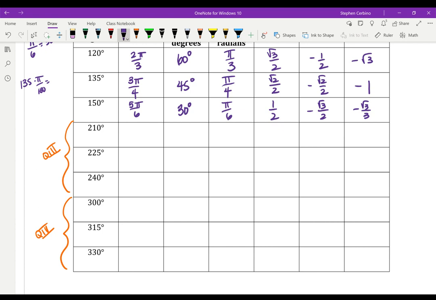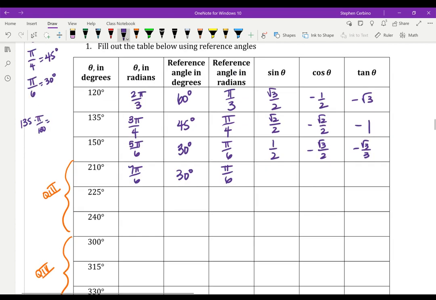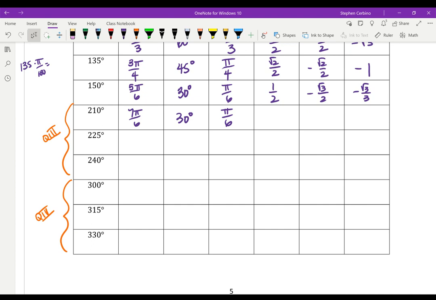I already know the signs of all those things because of what quadrant we're in. So for 210 degrees is going to be a multiple of 30. There are 7 30 degrees, so 7 pi over 6, 30-degree reference angle, pi over 6 as a radian measurement. We're going sine, cosine, tangent here. All right, so we have sine of 30, but it's negative because we're in quadrant 3. Cosine of 30, but it's negative because we're in quadrant 3, not quadrant 2. And tangent of 30 is going to be positive there.